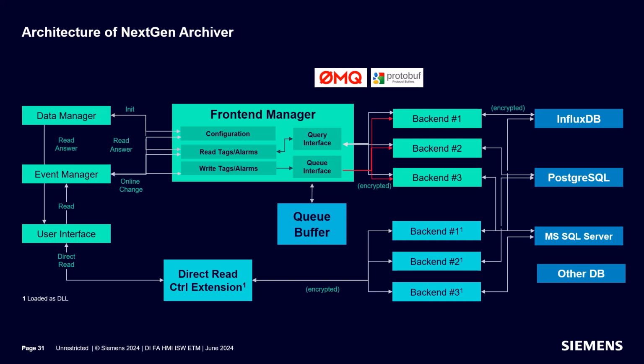In summary, the NGA architecture is modular and designed for high performance and flexibility. It allows for efficient data management and retrieval while ensuring data integrity and availability. Each component, from the front-end manager to the data manager and the queue buffer, plays a critical role in the overall functionality of the archiving system.